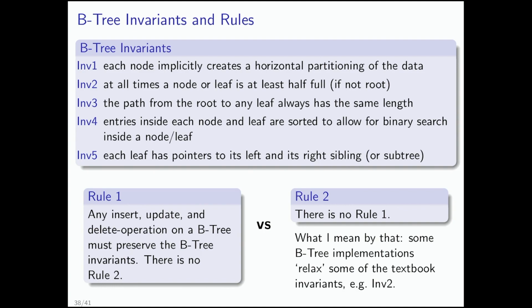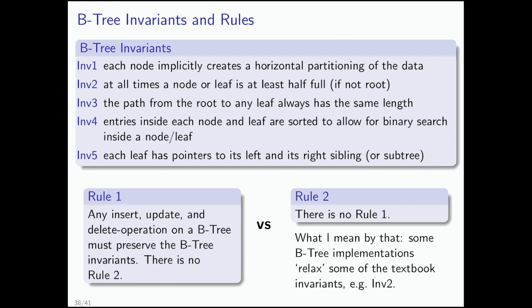So here are a couple of invariants. What are the invariants of a B tree? The first is each node implicitly creates the horizontal partitioning of the data. That's what we just learned. At all times, the node or leaf is at least half full, if not the root. Those are these roots I depicted before. And the third is the path from the root to any leaf always has the same length. So that's a perfectly balanced structure. And the insert, delete, and whatever operations make sure that the tree is balanced. We won't go into detail in this lecture, more details on that in the core lecture.